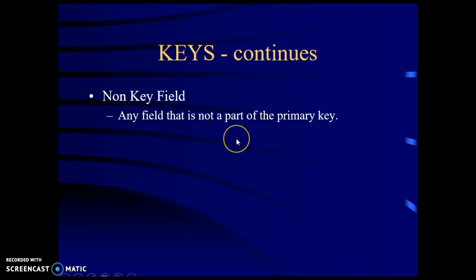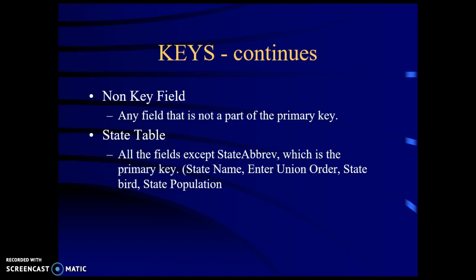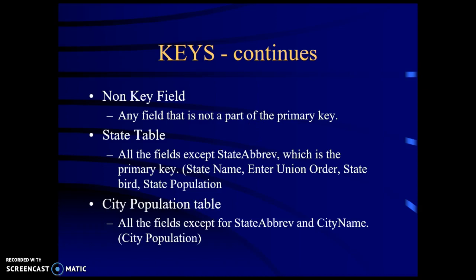One last thing we have to look at in keys are what are called your non-key fields. A non-key field is any field that is not part of the primary key. So for example, if I went back to my state table, I made state abbreviation my primary key. All the other fields are non-key fields. And for city population, I had to create a composite or concatenate key. So my state abbreviation and city name is that. My non-key field is the city population field.